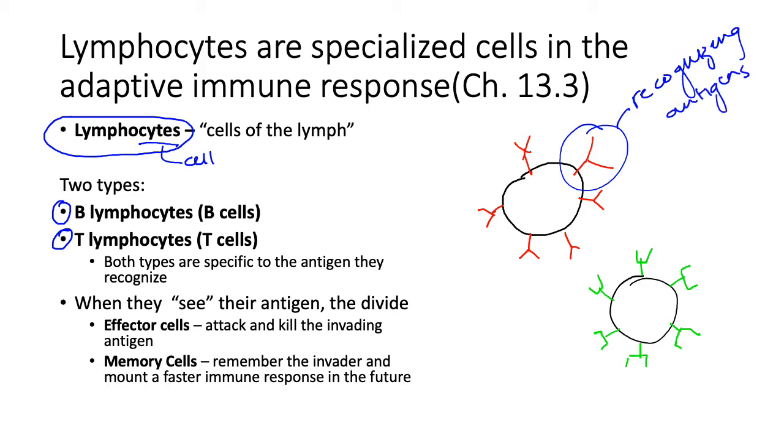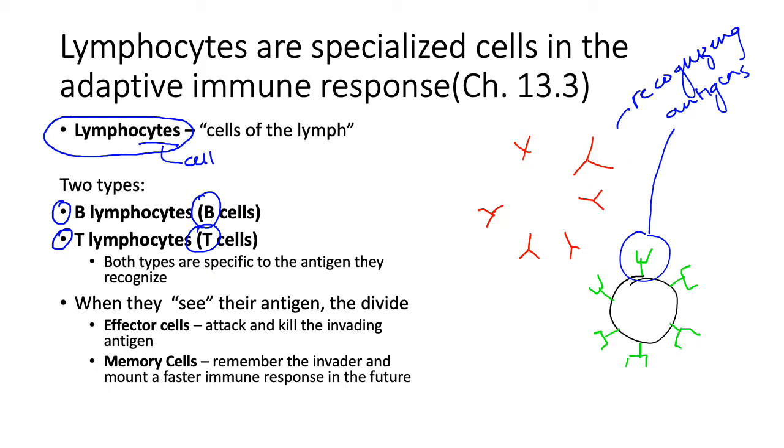The terms B and T help to tell you where these cells mature in the body. I'm not going to go over that because I don't think we need that much detail; just think there are B and T cells. Both types have these receptors on the surface of their cell that are responsible for recognizing antigens, and those receptors are very specific. So we have different receptors for different antigens. There are basically two things that are going to happen when either of these cell types sees their antigen.